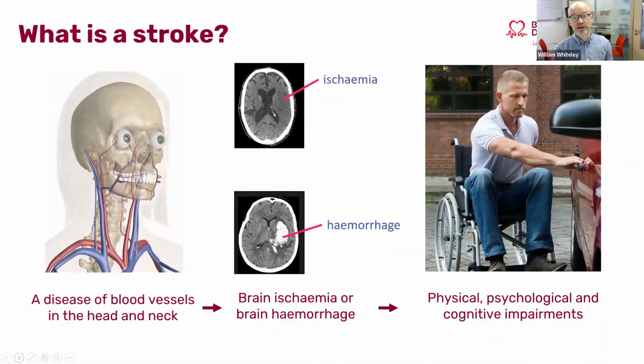Stroke can be due to brain ischemia, and that's when a thrombus blocks an artery in the brain, leading to ischemia of brain tissue, or where a blood vessel bursts in the brain, leading to intracerebral hemorrhage. And those are the 2 main stroke types. And the consequences of both these brain injuries are physical, psychological, and cognitive impairments in the longer term for people affected. And that's why, as Richard has outlined for us, stroke is such a priority for the NHS, as well as people affected by stroke.